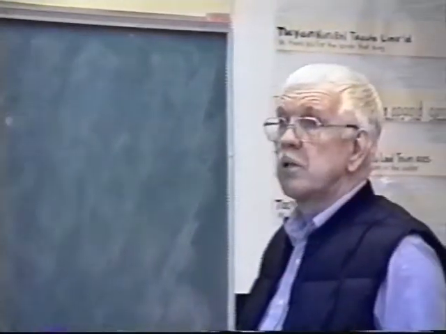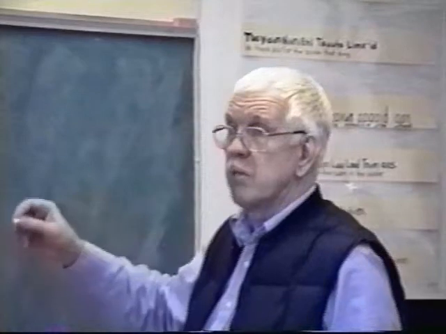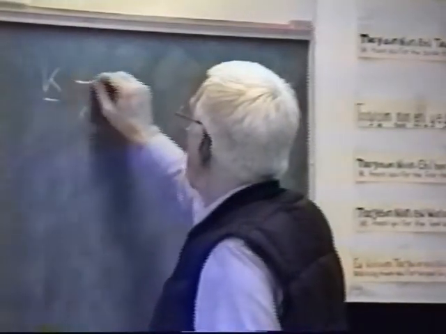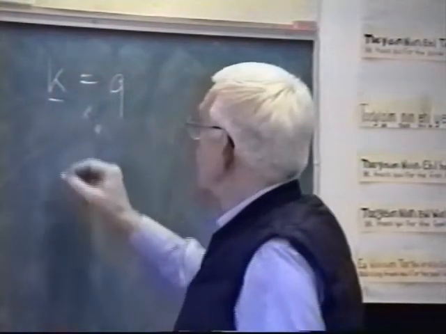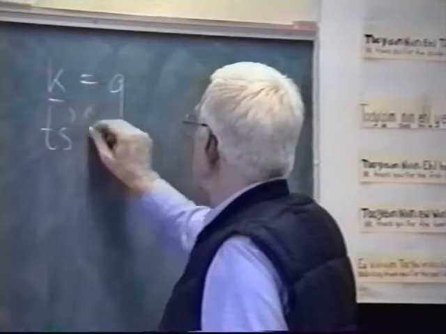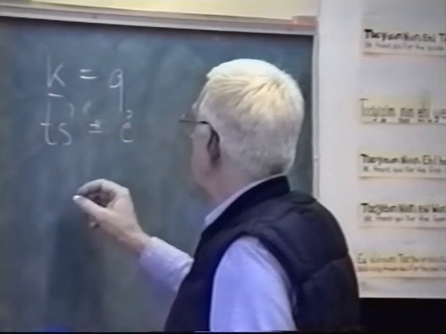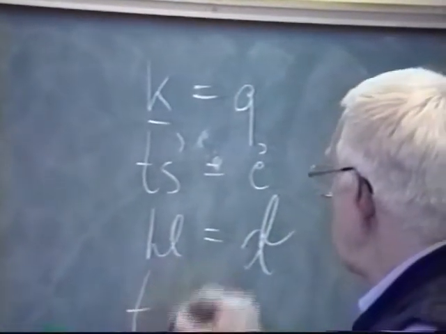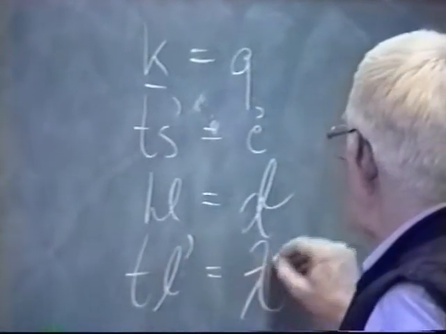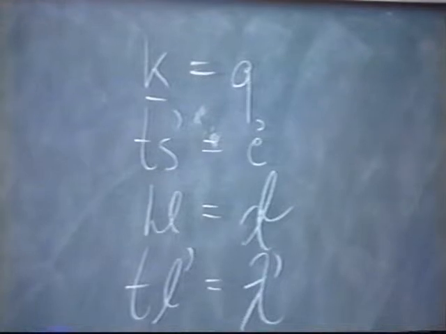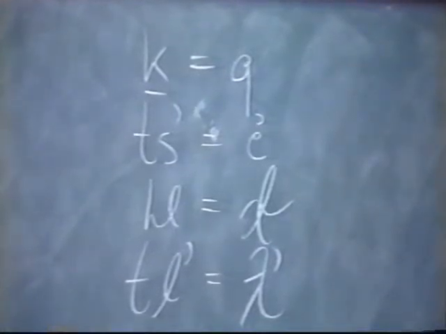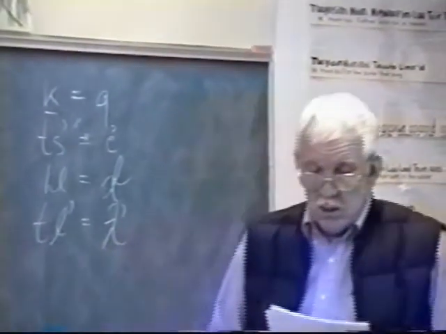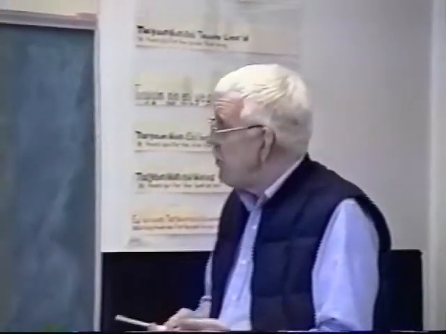Because, you see, I had been using a technical alphabet. I'd been using phonetic symbols in my work. Instead of writing K underline, I used a Q. Instead of writing TS apostrophe, I used a C with an apostrophe over it. Instead of HL, I used L with a bar through it. Instead of TL apostrophe, I used the Greek lambda, like that, with these kinds of symbols. And at first, I tried to teach her the technical linguistic symbols.